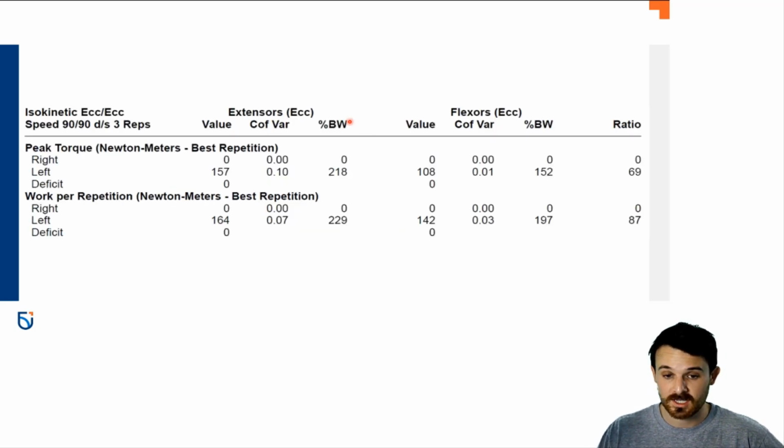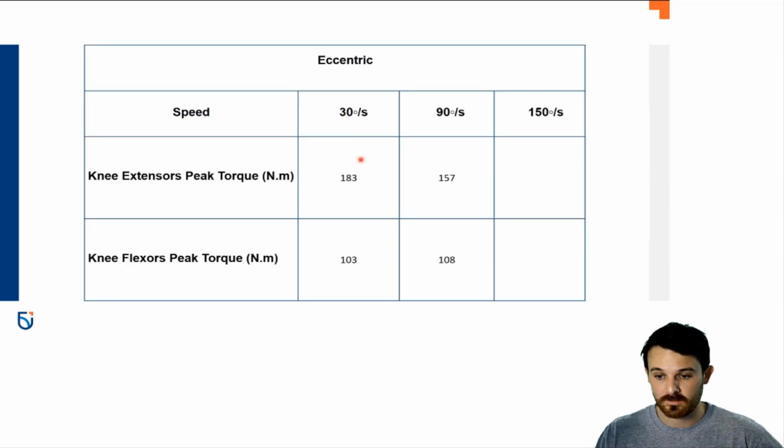So we actually had a decrease, which isn't necessarily expected at our 90 degrees per second, and pretty much the same for our flexors. If we write that into our table, we've got 157 and 108. Again, we expected something to stay steady or even slightly increase here. So this might just be a factor of the increasing speed. The patient isn't always super comfortable.